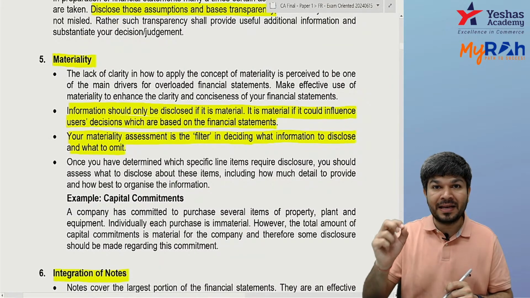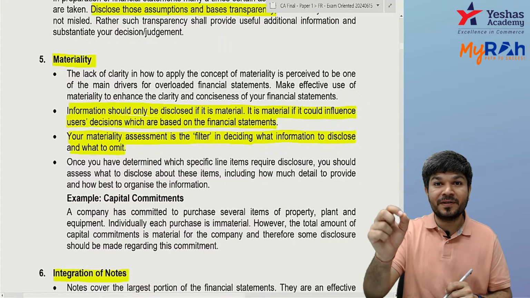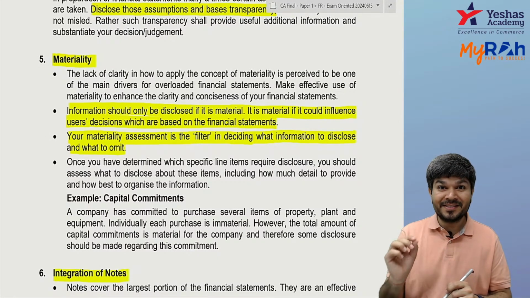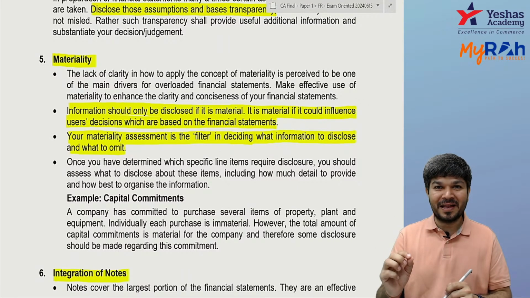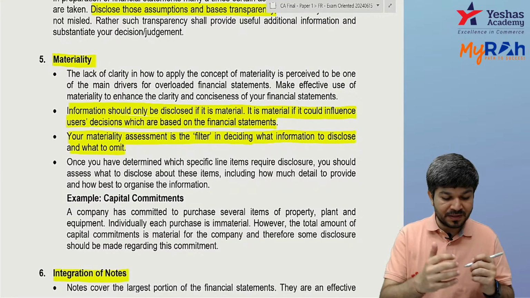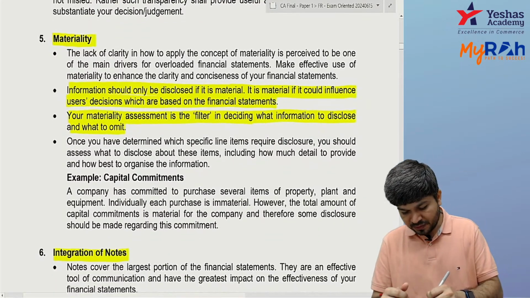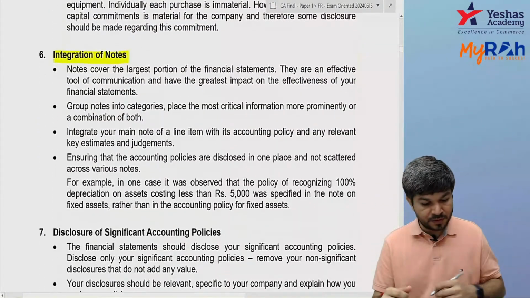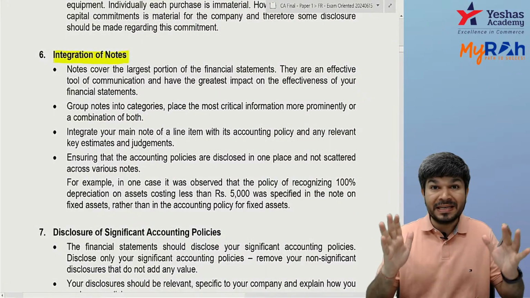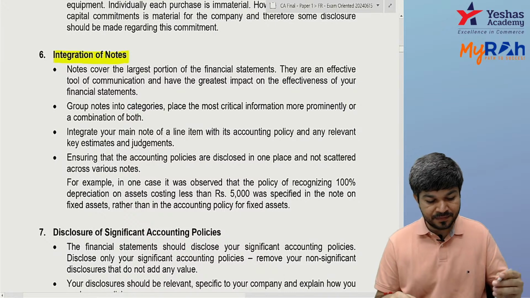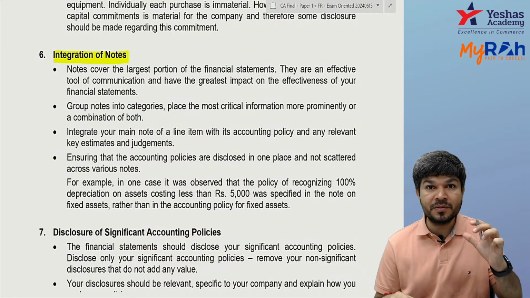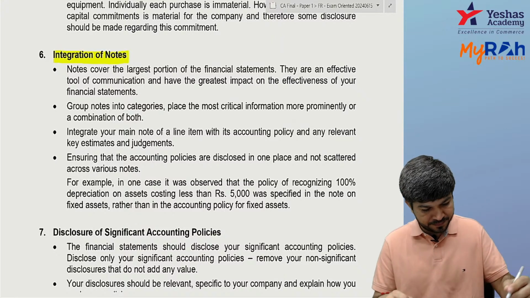Each item of the balance sheet and P&L is to be cross-referenced with a related note. So, integration of notes. Notes are the biggest portion of the financial statement, and they are the most important thing. The real picture about the company people will get from notes.